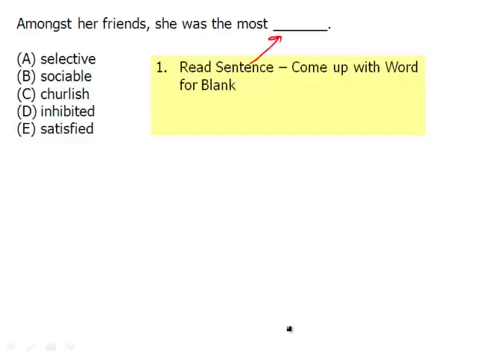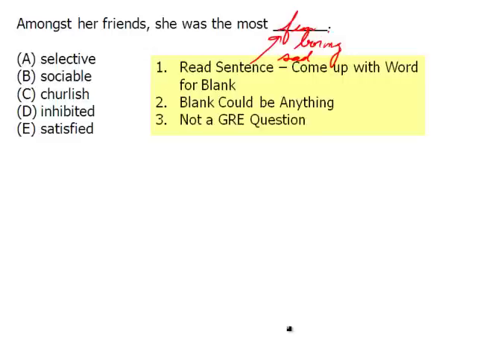Well, her friends are kind of boring, I'm guessing, so she was the most fun. Well, maybe her friends were actually the fun ones and she was the most boring. Or perhaps it has nothing to do with fun or boring. Maybe she's just really sad, or wait a second, I could go on forever because she could be anything. That is, any word could go in the blank. And this is not a text completion. This is not a GRE question at all.